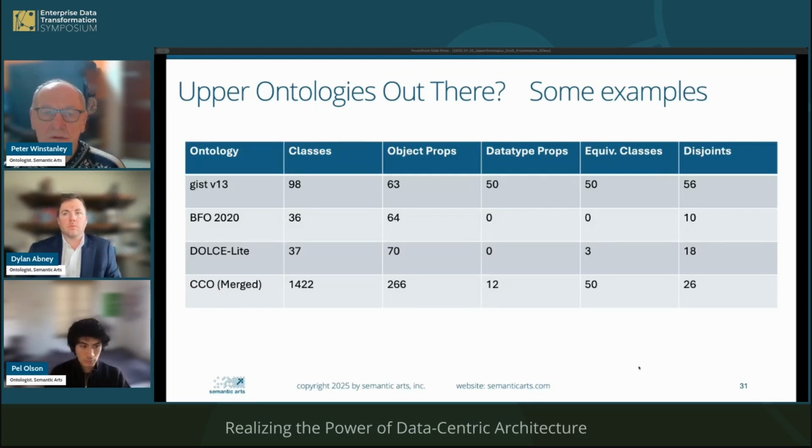Similarly, disjoints are really important to have in ontologies. And when disjoints are missing in ontologies, you begin to wonder, well, is every class there really somehow the same, or are there real distinctions between them? So when we've started taking a look at these ontologies, I want to focus on GIST here, which is version 13. So where has GIST gone to get to version 13?